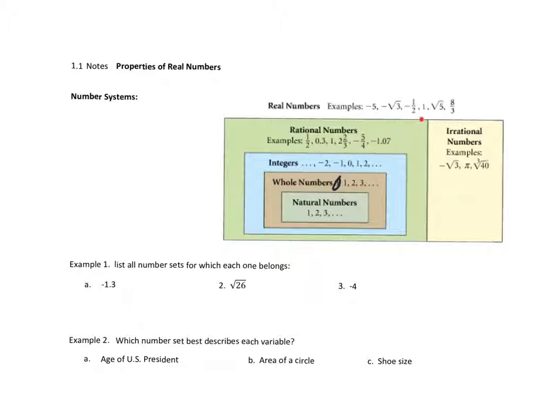And irrational numbers are the opposite of rational. So you cannot write these numbers as fractions. They are decimals that do not repeat, and they go on forever. So here are a few examples.